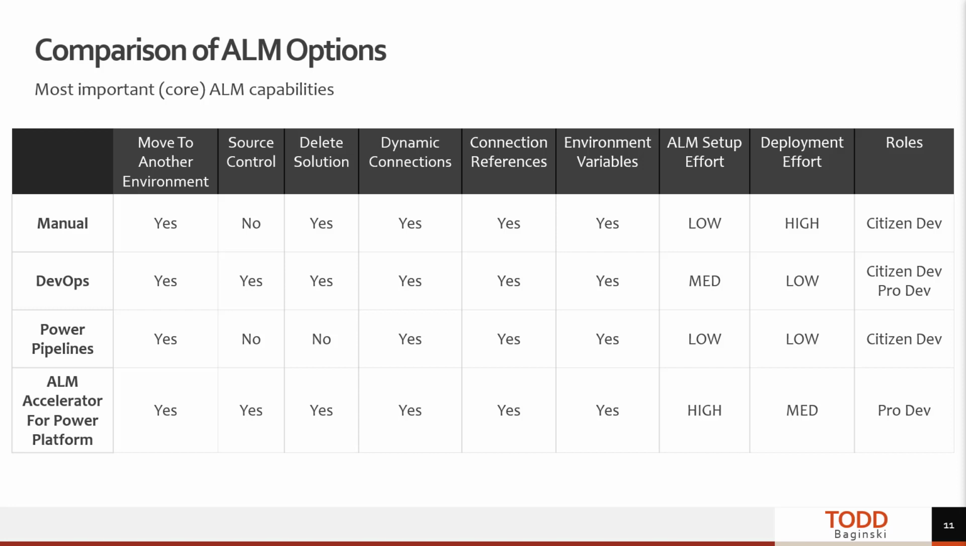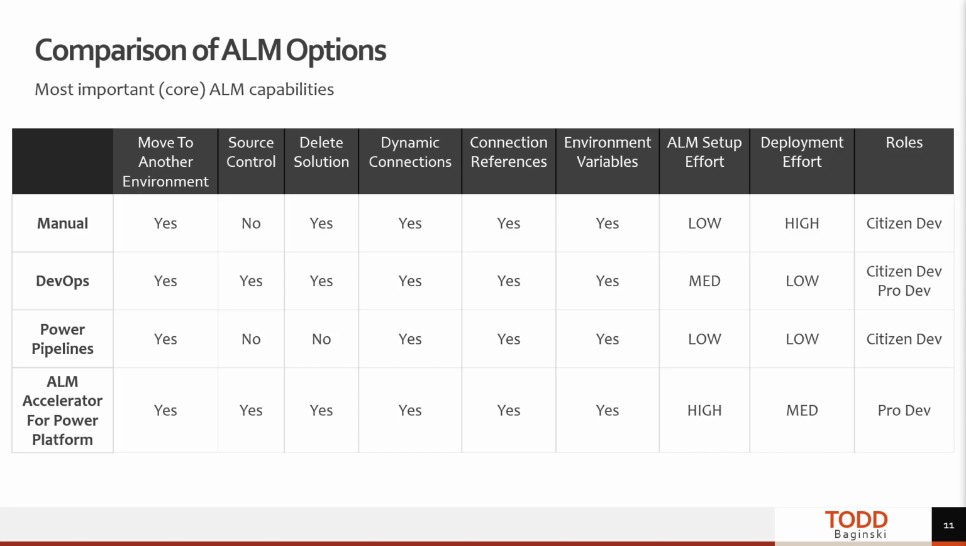So for manual, it's high, as I mentioned, right? You have to click and type everything to make that whole thing work. But for DevOps and Power Pipelines, you click one thing and the whole thing just goes. ALM Accelerator for Power Platform has more gates. It's more formal. It has a lot of different things in it, like approvals and things you can do with it. So it has more of a medium deployment effort associated with it.